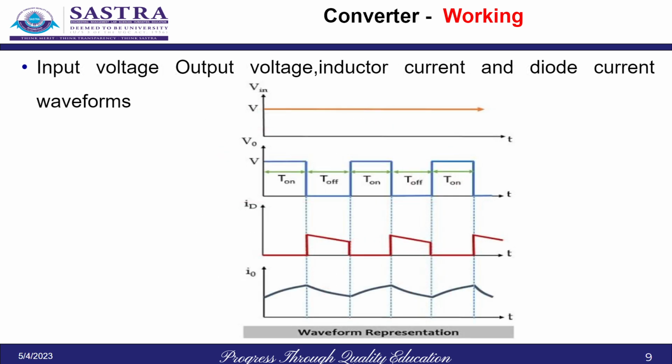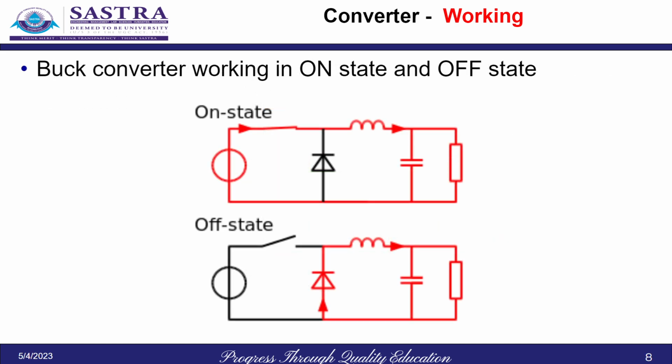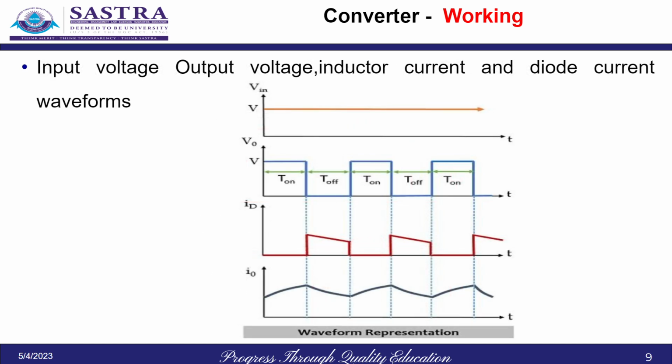So during the off state of the power switching devices, this diode acts as a feedback loop through which the energy that is stored inside the inductor gets transferred through the diode to the load.